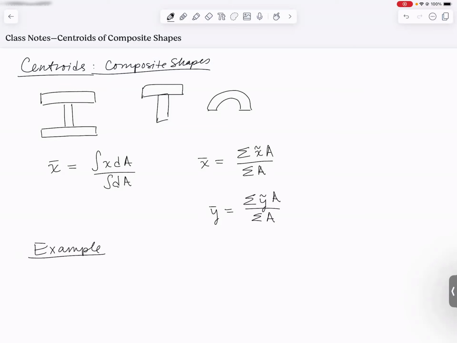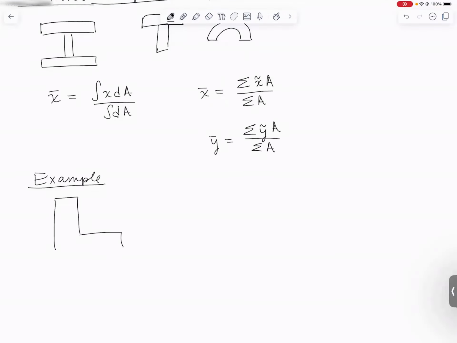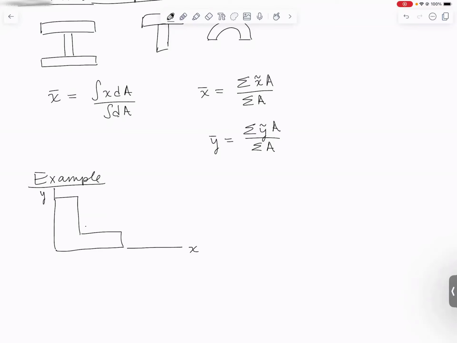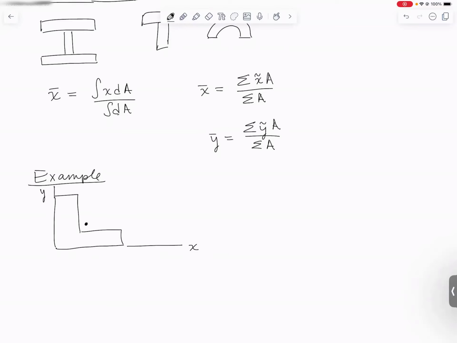So let's do a really quick example. My first example just has two shapes, an L-shaped cross section. And we are told that the x-axis is along the bottom, the y-axis on the left edge, and we are asked to find the centroid location. As we find the centroid location, we typically call that the x prime axis and the y prime axis. But what we're looking for is how far that centroid is from the origin. So we're ultimately looking for an x coordinate of the centroid, x bar, and the y coordinate of the centroid, y bar.